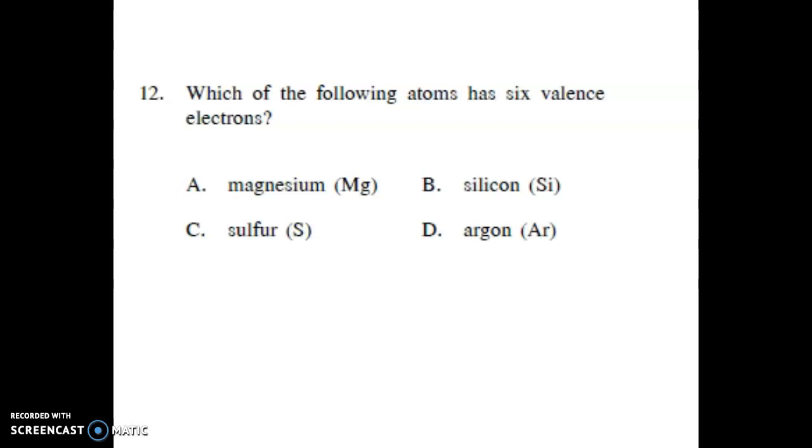Question 12. Which of the following atoms has 6 valence electrons? A. Magnesium. B. Silicon. C. Silver. Or D. Argon.